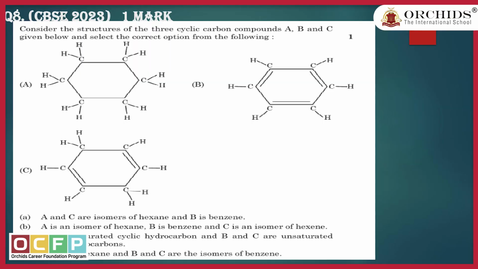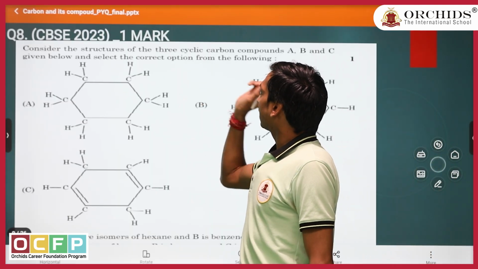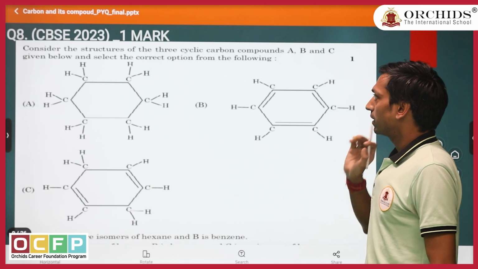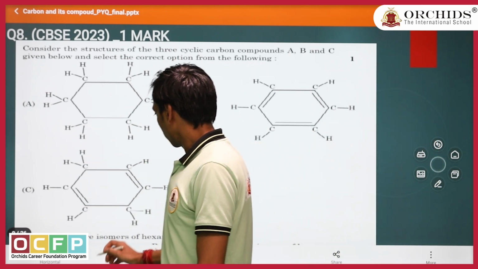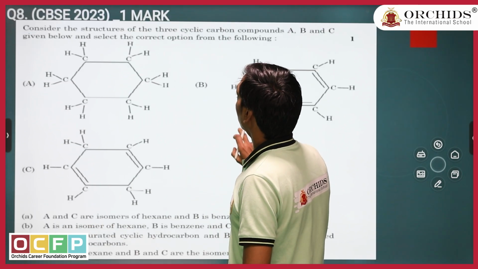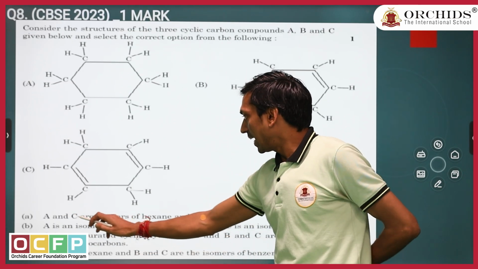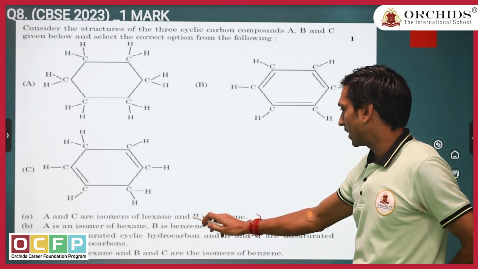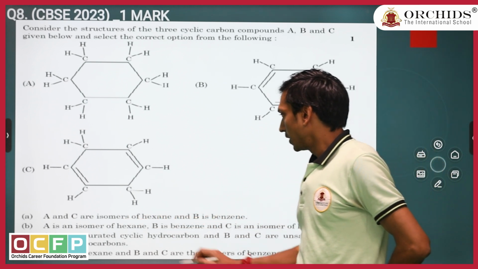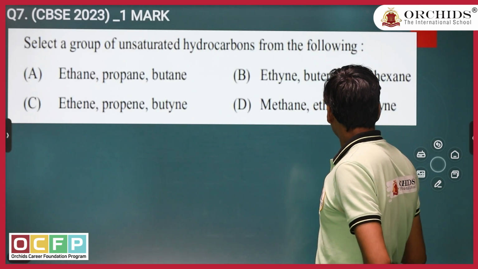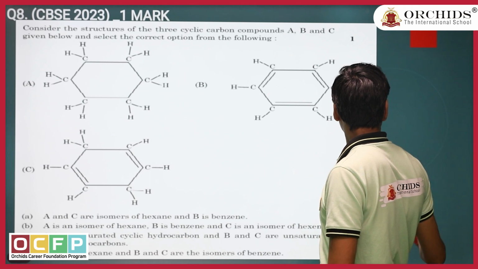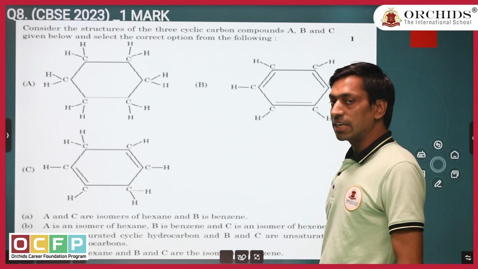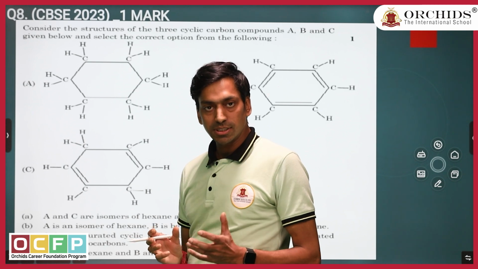Next, consider the structure of 3 cyclic compounds A, B, and C given below. Select the correct option from the following. So we have to select the correct option. Now what are the options? Let's see. Option number 1: A and C are the isomers of hexane and B is benzene. What are isomers? Isomers are the compounds which have the same molecular formula but different structural formula.